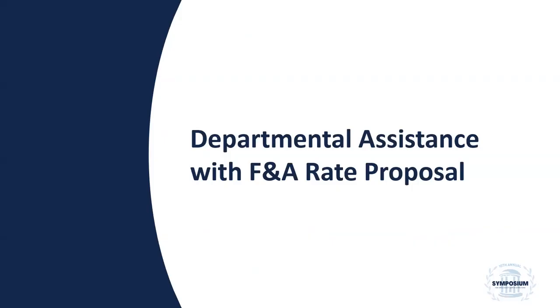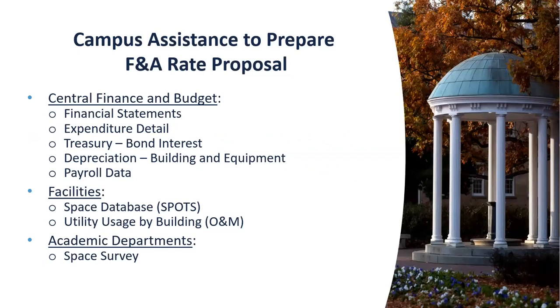So the department assistance that we look for from the university: to prepare the study, we obtain financial, space, and utility usage data across campus. A lot of our data comes via the finance and budget group, the published financial statements, and expenditure detail out of PeopleSoft, Connect Carolina. We go to the Treasury Department for bond interest information from bonds issued by the university. The depreciation numbers for both building and equipment are provided. And of course we use payroll data in the F&A study as well.